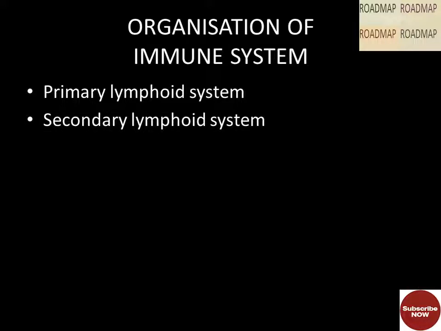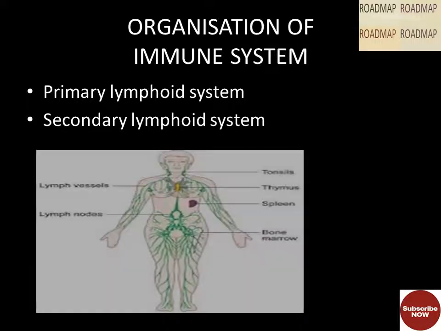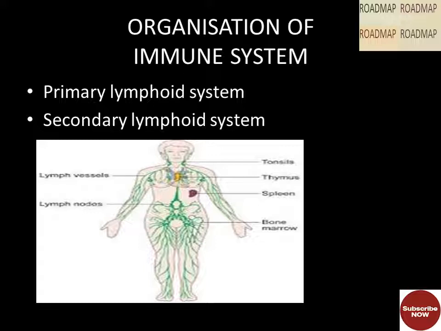Now, what is a secondary lymphoid organ? These are the sites for the initiation of immune response. Examples are the spleen, tonsils, lymph nodes, appendix, and Peyer's patches in the gut. Secondary lymphoid organs provide the microenvironment for the interaction between antigens and mature lymphoids. So, these are the secondary lymphoid organs. Now, in this figure, you can see the lymphoid organs like the tonsils, thymus, spleen, bone marrow, lymph vessels, and lymph nodes.